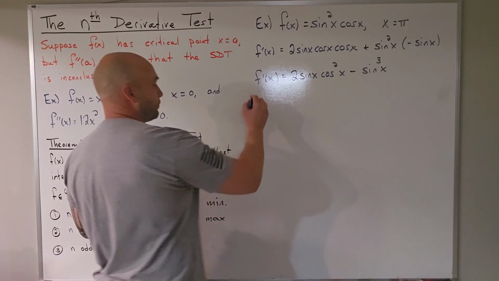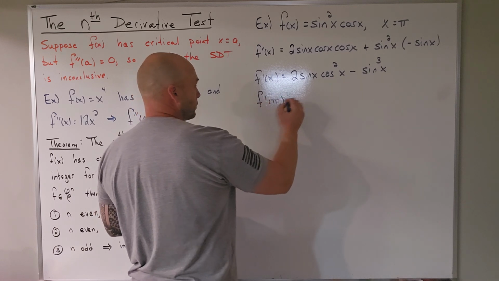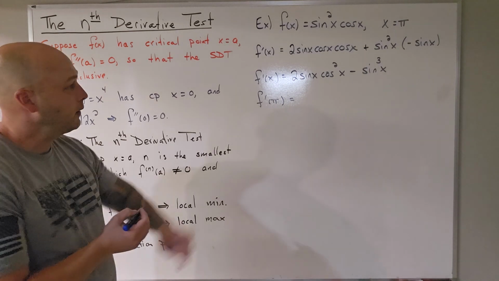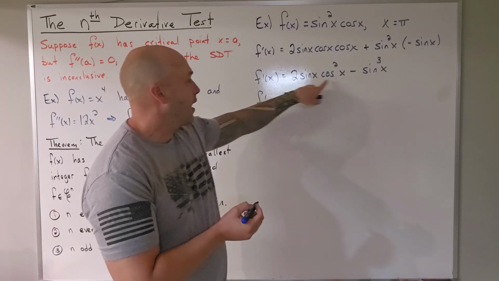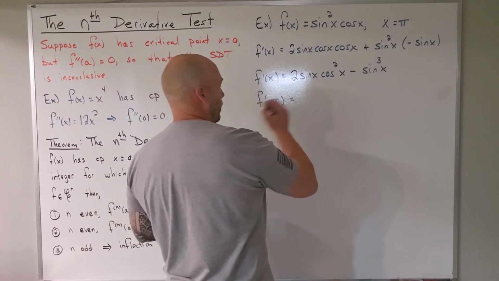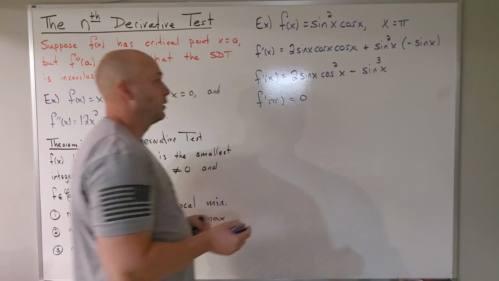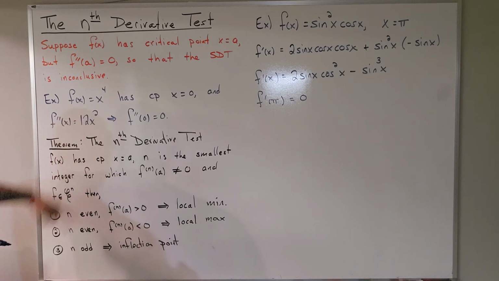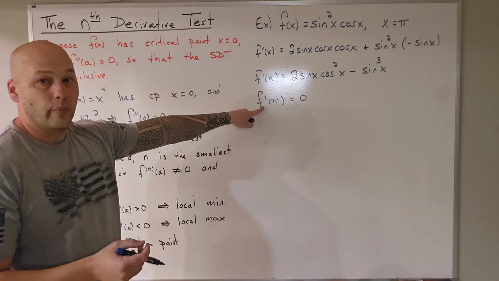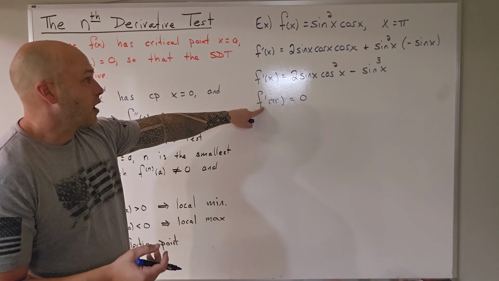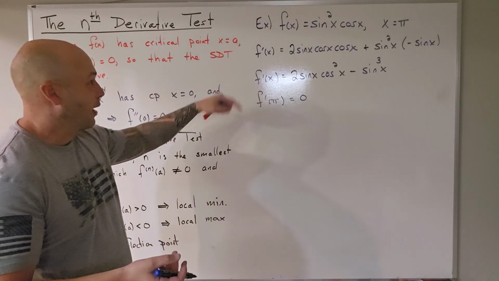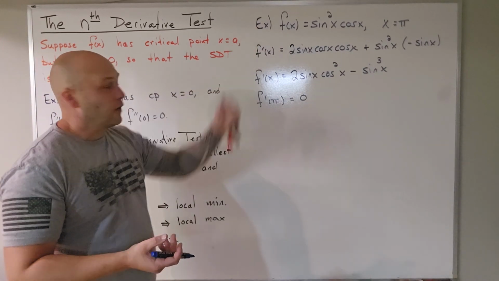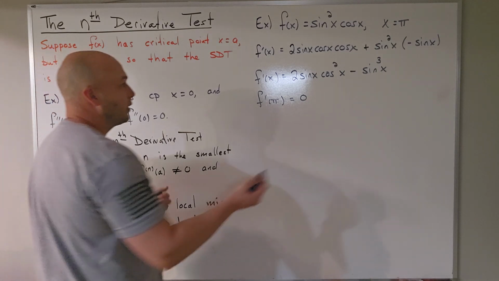Plug in pi. Sine of pi is 0 and cosine of pi is -1. This term has a factor of sine, this term has a factor of sine, therefore the first derivative at pi is 0. That just verifies that it's a critical point. Okay, we certainly have to go farther than that to use the nth derivative test. This just verifies that it's a critical point. And chances are the second derivative will be 0 as well, because otherwise the nth derivative test is overkill. If the second derivative is 0, then it just verifies that the second derivative test is inconclusive. But let's check it out.